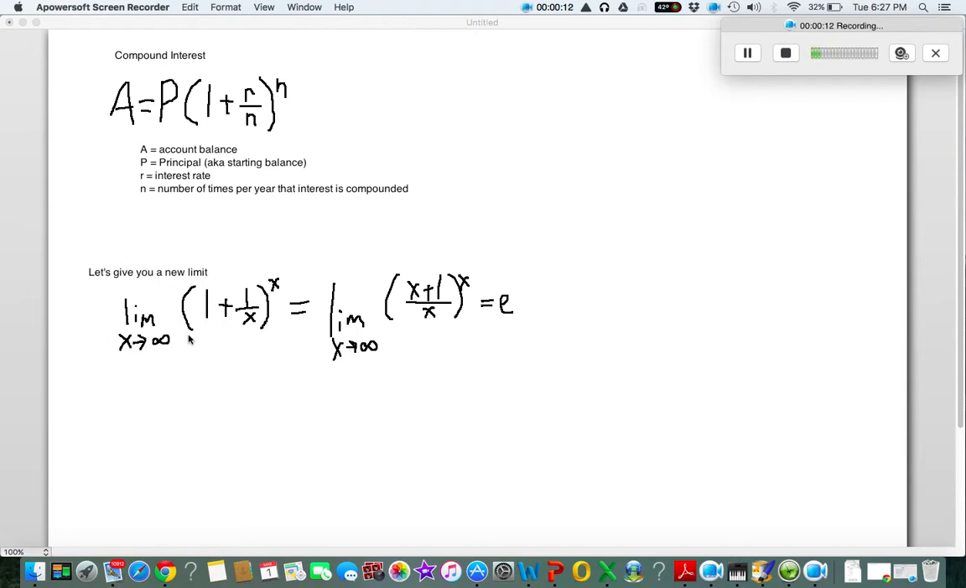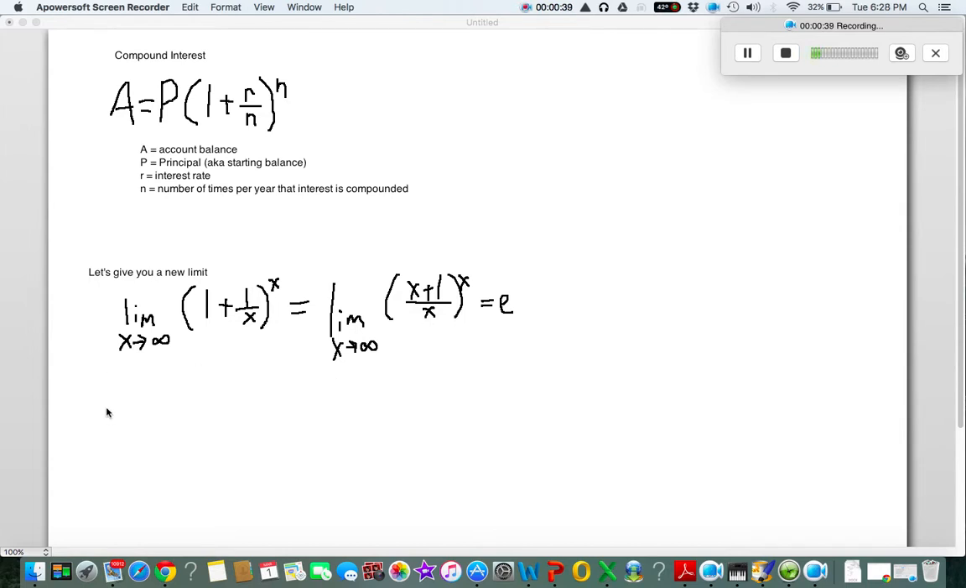And something new to our class is we're going to talk about this new limit, the limit of 1 plus 1 over x, all raised to the x power. And that's equal to e. I would love for you to put this function in your calculator and see what the horizontal asymptote is. You'll get something like 2.71828. In other words, e.